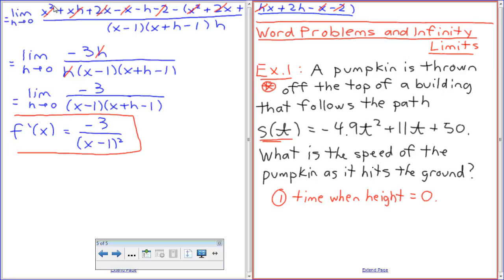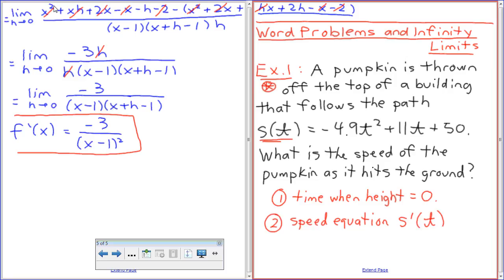What's the other thing we need then? Oh, come on, guys. We've been doing it for the last week. What's the next thing we need? We need the slope, which is s prime of t. The slope is going to be the equation for speed. It happens to be s prime of t.